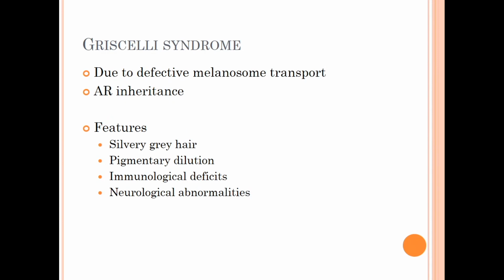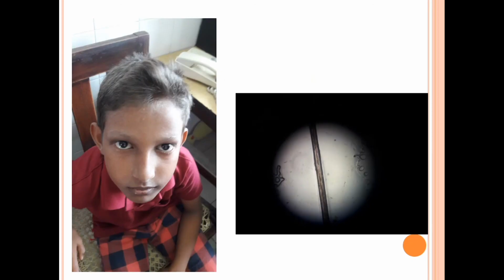Next syndrome is Griscelli, that is due to defective melanosome transfer to the keratinocytes. So most of them present with silvery hair, pigmentary dilution, but unlike in previously mentioned disorders, the eyes are not involved. And they again can have either immunological defects or neurological defects depending on the type of Griscelli. So this is a patient with Griscelli syndrome with silvery hair, and this is a picture of a hair microscopy showing large clumps of melanin.